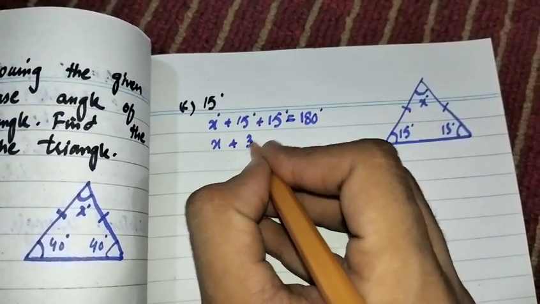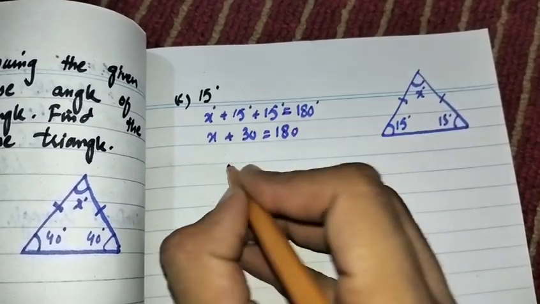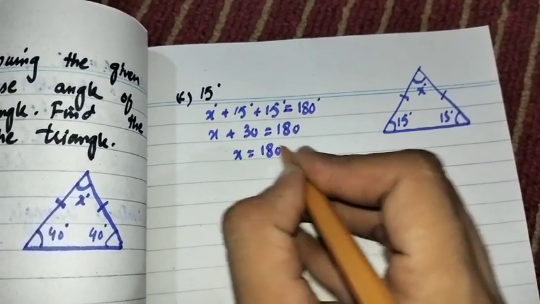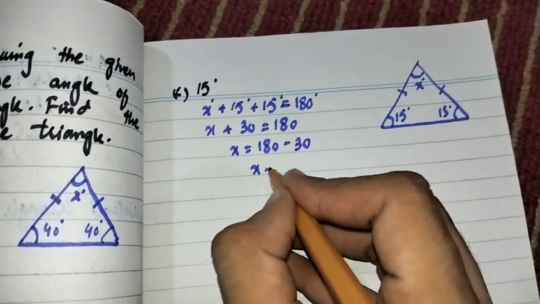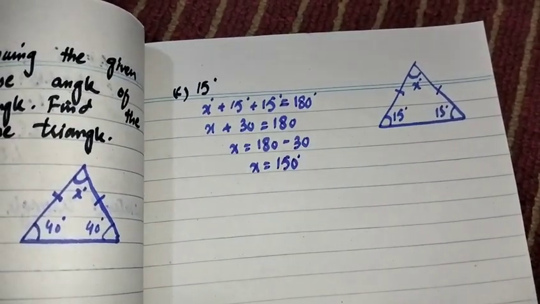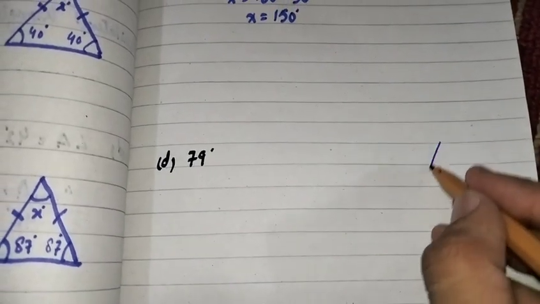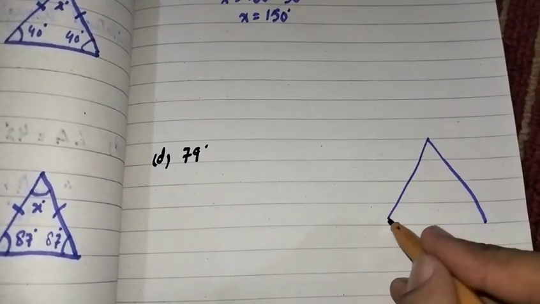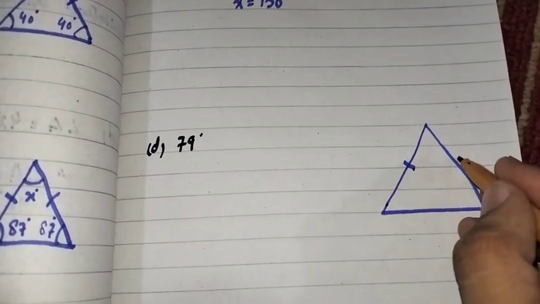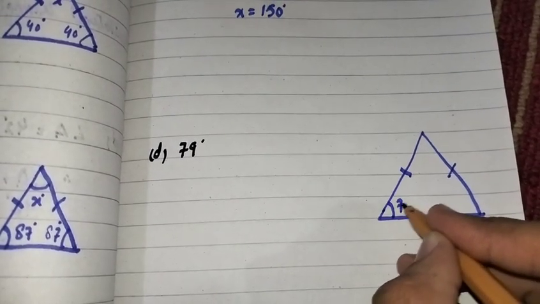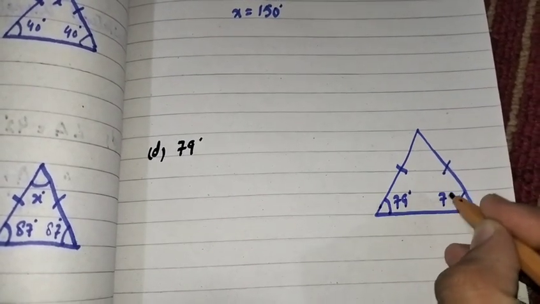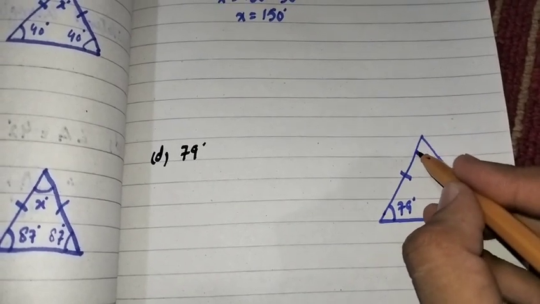So x plus 15 degree plus 15 degree is equals to 180 degree. X plus 30 is equals to 180. X is equals to 180 minus 30. X is equals to 150 degree. The last part, it is also an isosceles triangle. It means that these two sides are equal. It means that 79 degree, 79 degree and this is x degree.